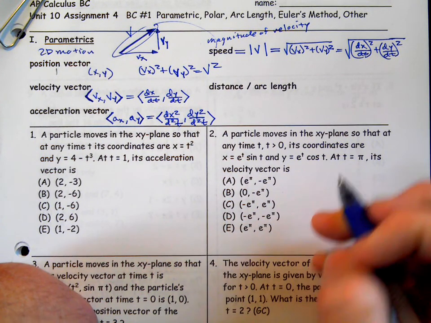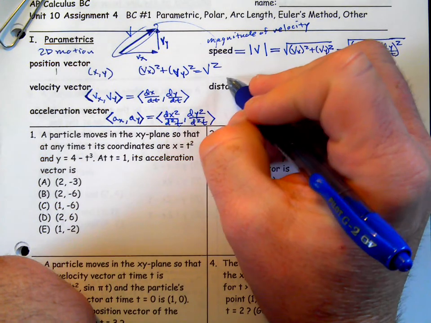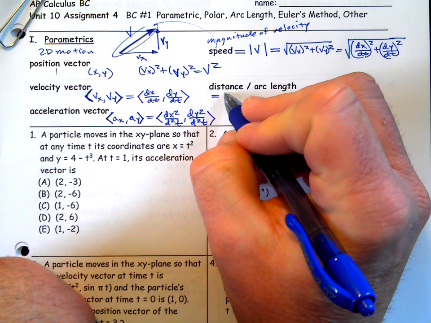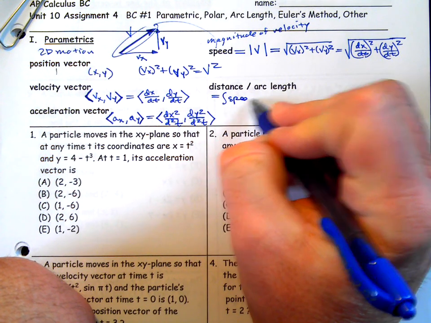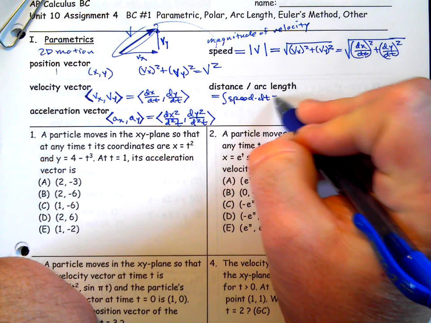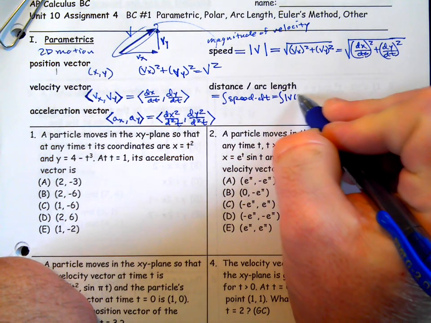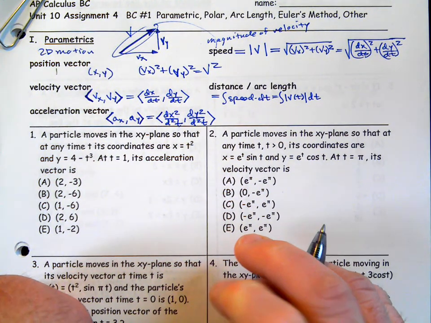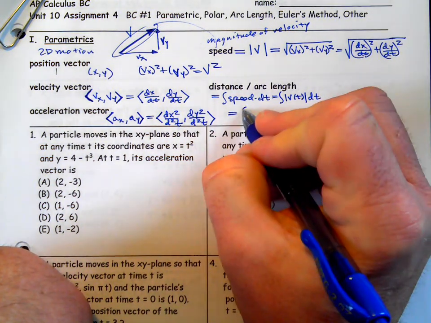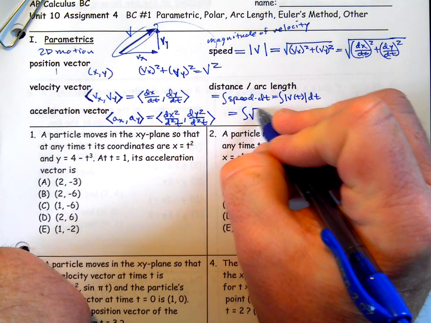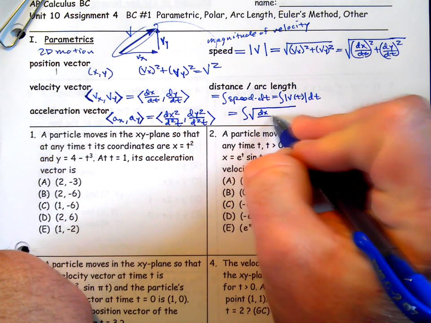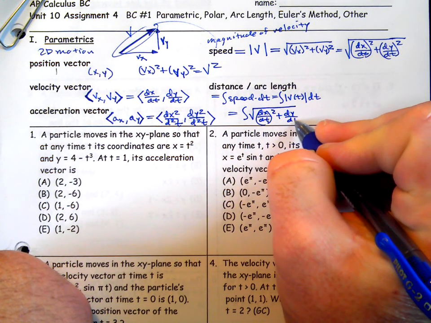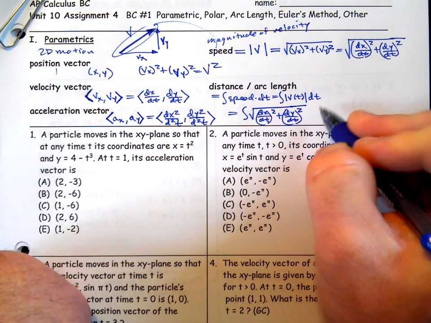Distance, arc length. So since last year, we said that distance is the integral of speed, and speed is the absolute value of velocity. And last year, we would have to integrate the absolute value of velocity in one dimension. Now for us, we just got done writing down what speed is, so that's what you're going to put in here. It's going to be the square root of dx/dt squared plus dy/dt squared. So it's going to have t's in it, all inside a square root, dt.